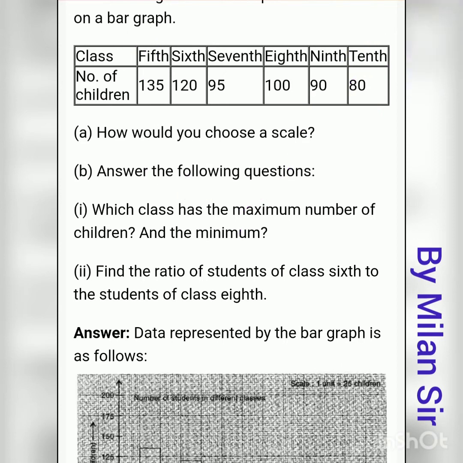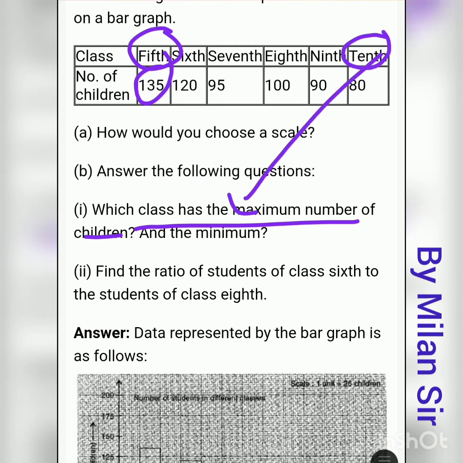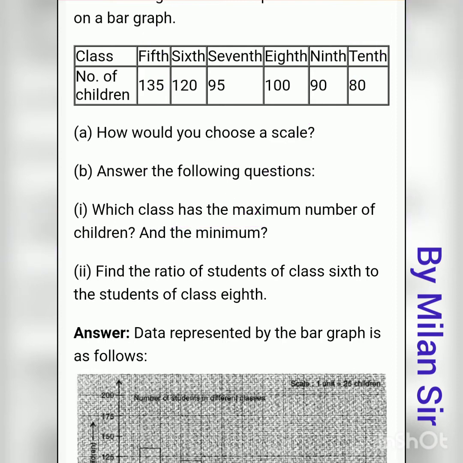From the graph, otherwise from this data, we can give the answer. Which class has the maximum number of children? The 5th class has 135 students, right? And for minimum strength, 10th class, because 10th class has the minimum number of children. So maximum strength is in class 5th, and minimum strength is in class 10th.